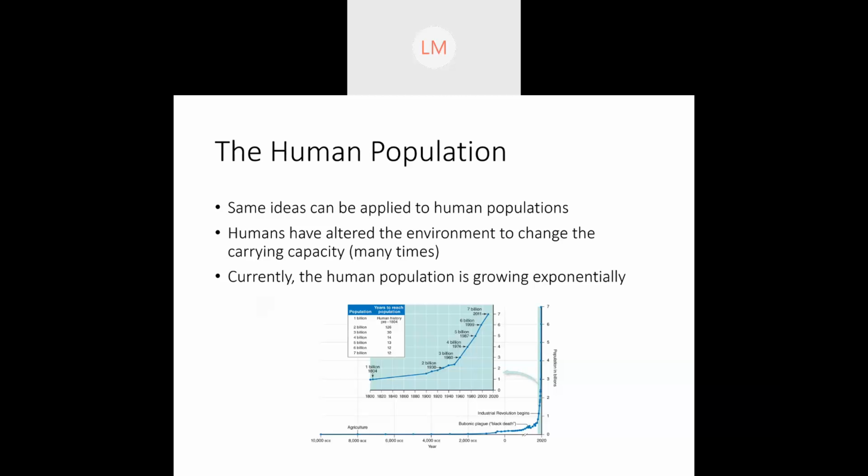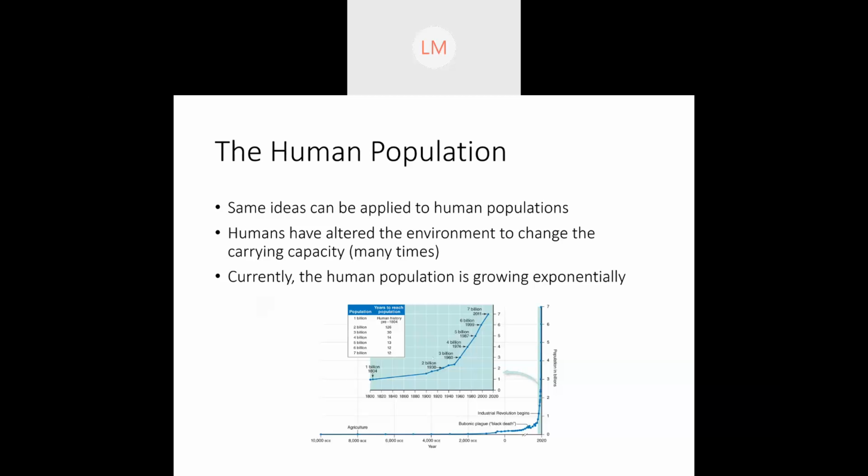Then we keep going. Agriculture is helping, and I can't remember when this happened, but then the invention of things like herbicides and pesticides allowed us to increase the productivity of our agriculture, which allowed us to increase our carrying capacity even more. The Industrial Revolution allowed us to increase our carrying capacity even more. So as we get towards our carrying capacity, humans tend to move the carrying capacity in some way, right? We tend to alter our environment to alter our carrying capacity. But right now, at this point in time, the human population is growing exponentially.